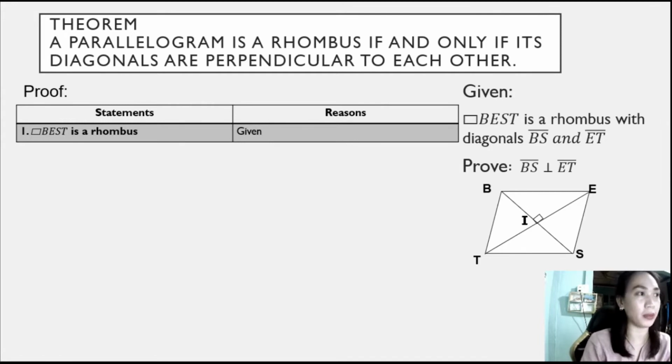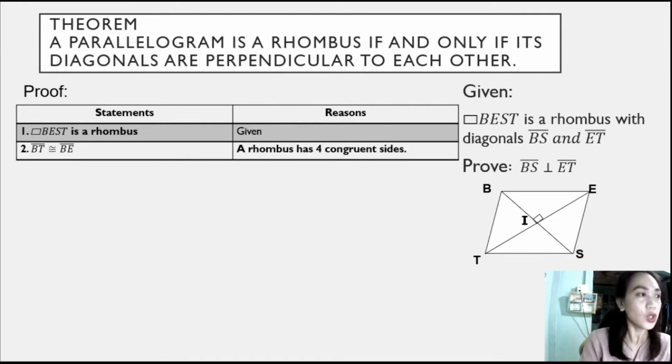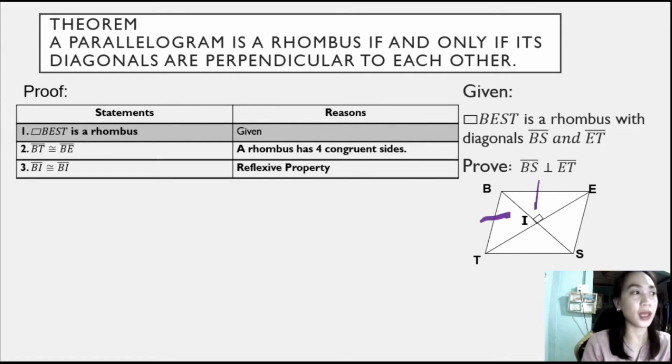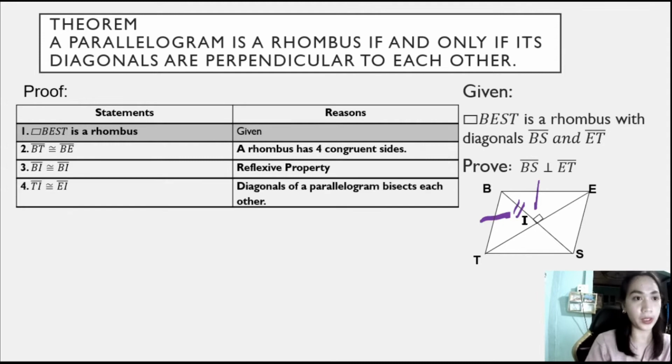So we have BEST is a rhombus, that is our given. Second, you have BT is congruent to BE. The reason, a rhombus has 4 congruent sides. So this side is congruent to this side. Okay? Next, statement number 3. You have BI is congruent to BI. So this side is congruent to this side. Pareho lang because of the reflexive property.